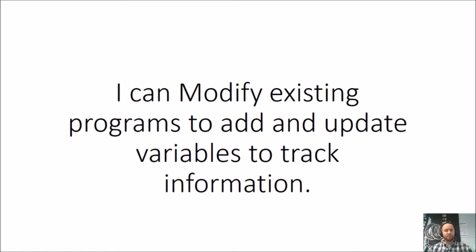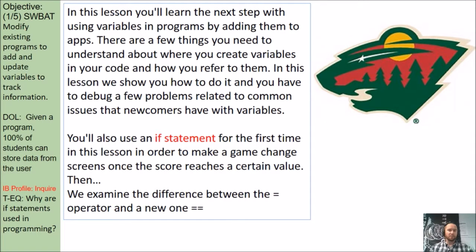The objective today is to modify existing programs to add and update variables to track information. So in this lesson, you'll learn the next step with using variables in programs by adding them to apps. There are a few things you need to understand about where you create variables in your code and how you refer to them. In this lesson, we show you how to do it, and you have to debug a few problems related to common issues that newcomers have with variables.